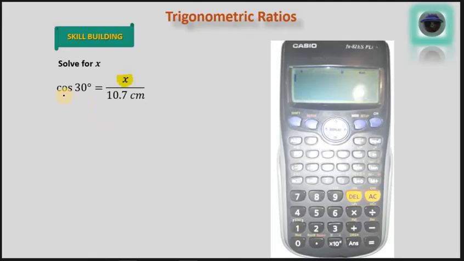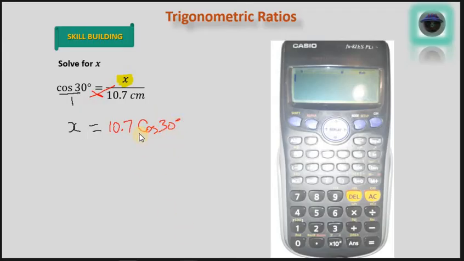We can use that same principle by putting this over 1, and then we multiply 1 times x, which gives us x, and then we'll have cosine 30 times 10.7. We cross multiply because we have an equal sign between two fractions. So numerator times denominator and numerator times denominator. And so this gives us 1 times x, which is x, and 10.7 multiplied by the cosine of 30 degrees.